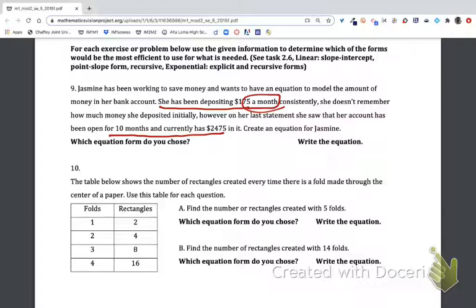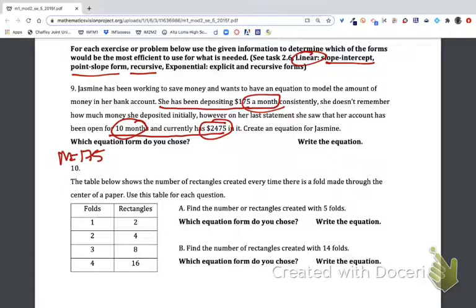Now this one can be kind of tricky, because if we just put this into our formula, we might end up with some concerns. But we know that it's going to be linear, so we're either going to use slope-intercept, point-slope, recursive. And the thing I want you to think about is we know what our slope is. We know what our rate of change is. Our m is 175.